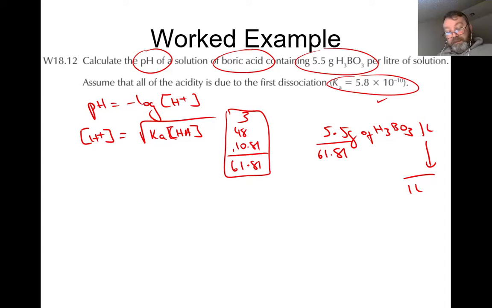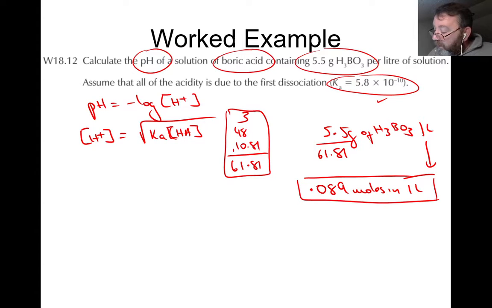5.5 divided by 61.81, and that gives me a molarity of, very, very small, 0.0889, so 0.089 moles in 1 litre, and that happens to be the molarity of the original acid. So now what do I do with that? I take that molarity together with the Ka into this formula.